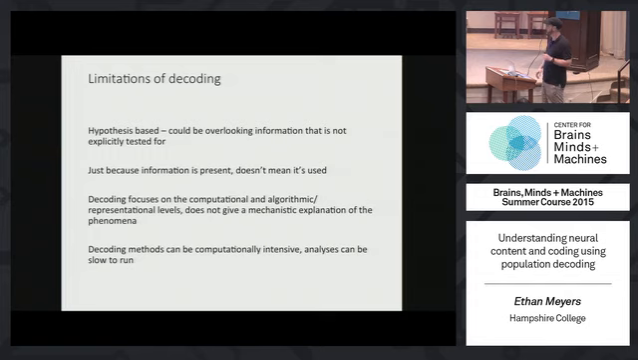Also, decoding methods can be computationally intensive. It might take you an hour. If you do something really complicated, it might take a week to run something very elaborate. Sometimes it can be quick and you can do it in a few minutes, but it's certainly a lot slower than doing something like a selectivity index, right, where you're just done in 2 seconds and then you have the wrong answer right away. So, okay.